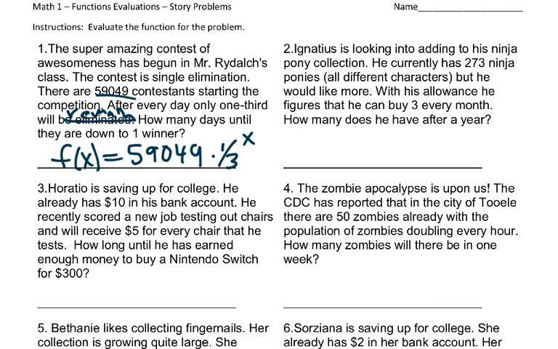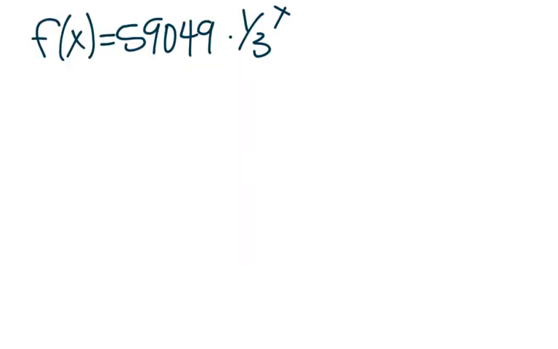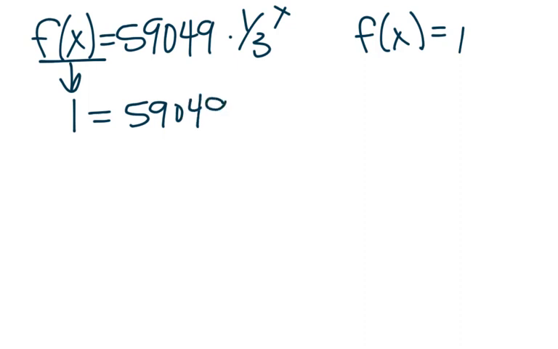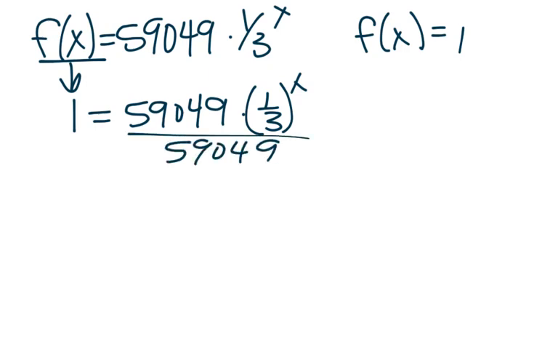Okay, now the thing is, it says how many days until they are down to one winner. So the question is, is that an input or an output, an independent or dependent? Well, every day, the days are going to determine how many remain. So the 1 would be an output. So I want to know when f of x would equal 1. So I replace the f of x with a 1, and then we need to solve. Solving for exponents can be a little tricky. So first I'm going to divide by this number and get a hideous fraction, because I divide both sides.